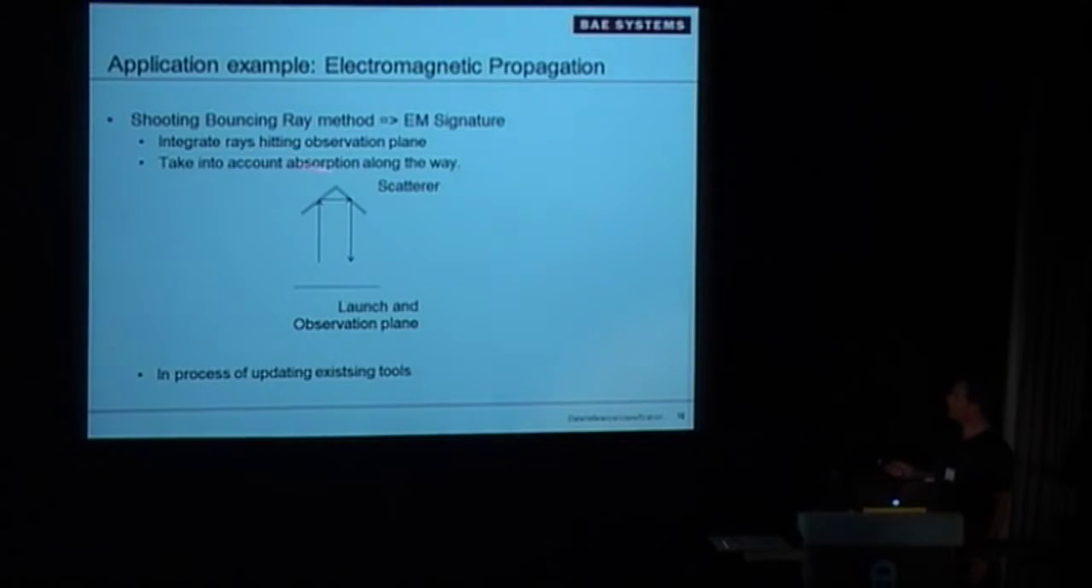Again, lower frequency interactions. The shooting bouncing ray approximate method is a way of getting an EM signature. We launch rays from a plane and observe them probably at the same plane. These rays bounce around the system, losing energy or getting absorbed by RAM in the system, and then end up back on the observation plane, and we do an integration on the central ray and a little ray tube around that ray. And again, we're in the process of updating existing tools using OptiX.